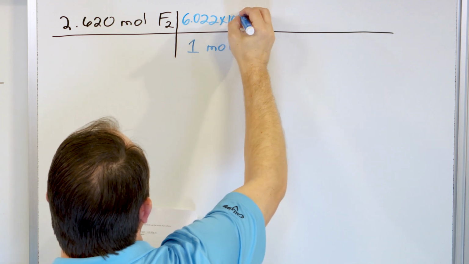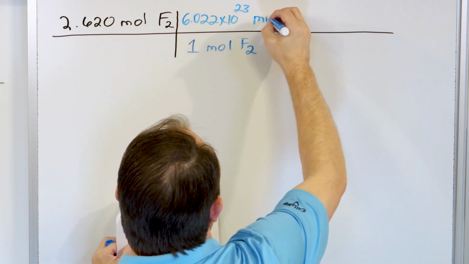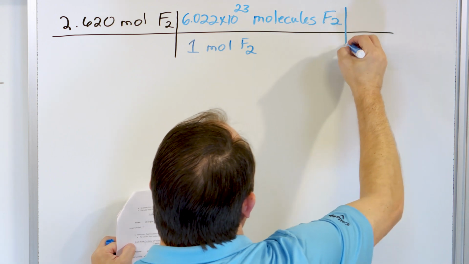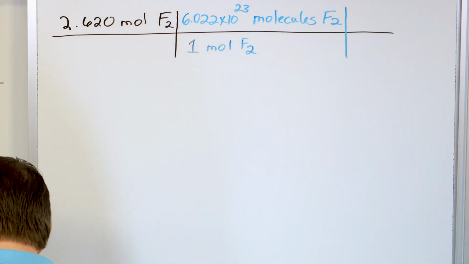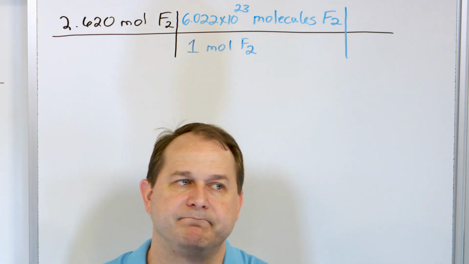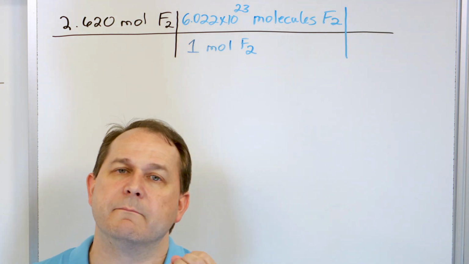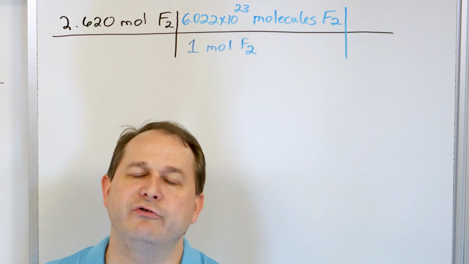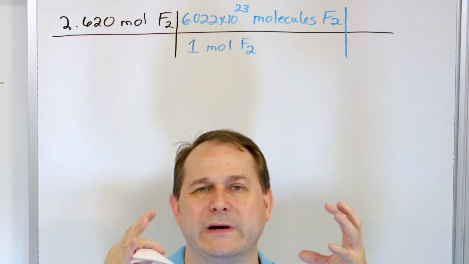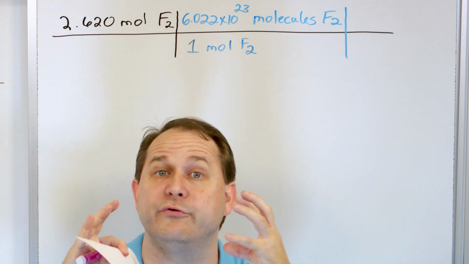6.022 times 10 to the 23rd, and you have to be explicit. I want you to write molecules of F2. You see, this is why we spent so much time learning about Avogadro's number and understanding what it means, because when you say you have a mole of calcium, let's say, then that's atoms it's referring to. But if it's a mole of F2, it's 6.02 times 10 to the 23rd molecules, which is two fluorine atoms together as a unit, 6.02 times 10 to the 23rd of those units, okay?